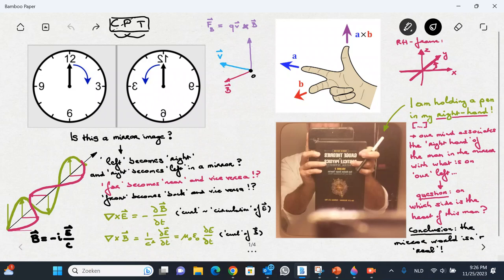I'm really joking, but there's some serious physics behind it that I will explain in a moment. So left seems to become right. Also, the title of his book is Gauge Theories in Particle Physics. That's the title of the book.